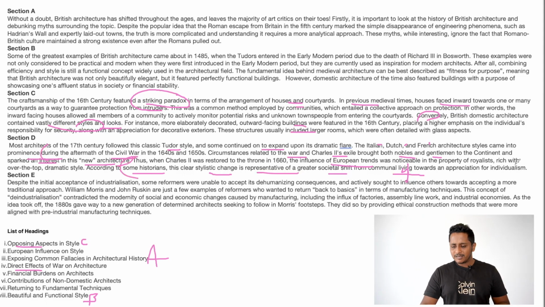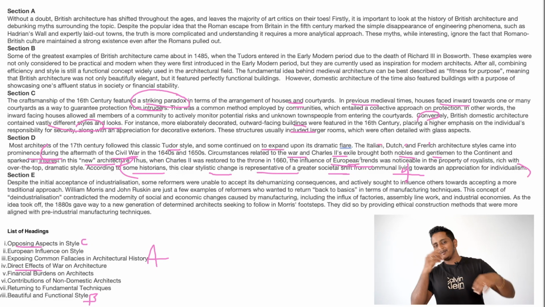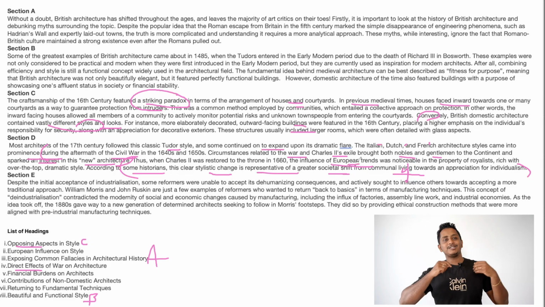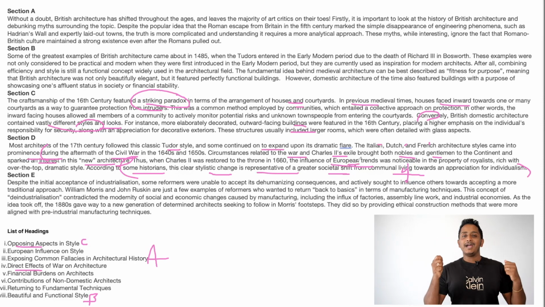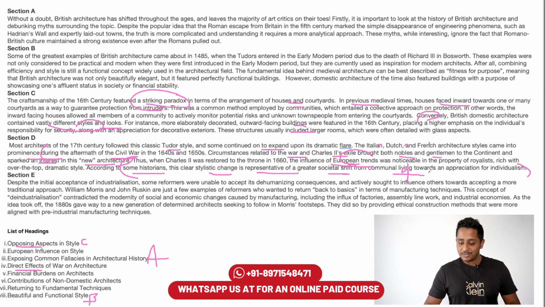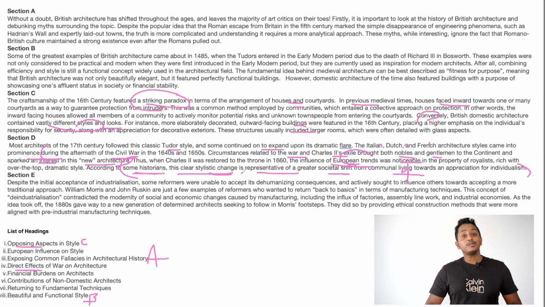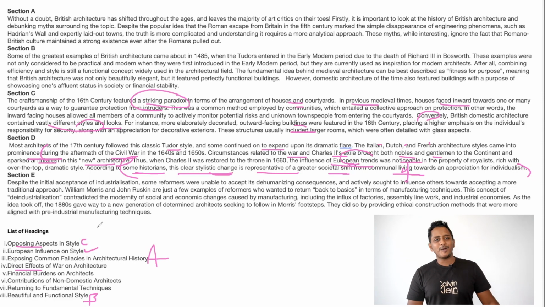But this second part of paragraph D is talking about the shift. What is the shift? The influence of European trends, because Charles II was dethroned. War happened, because of that something happened, but the rest of the things are just talking about another thing, which is influencing European trends, which is noticeable. According to some historians, this clear stylistic change means influence of European. So now, should we go with European influence on style, or should we go with direct effects of war? It's not direct effect, probably it's indirect effect.